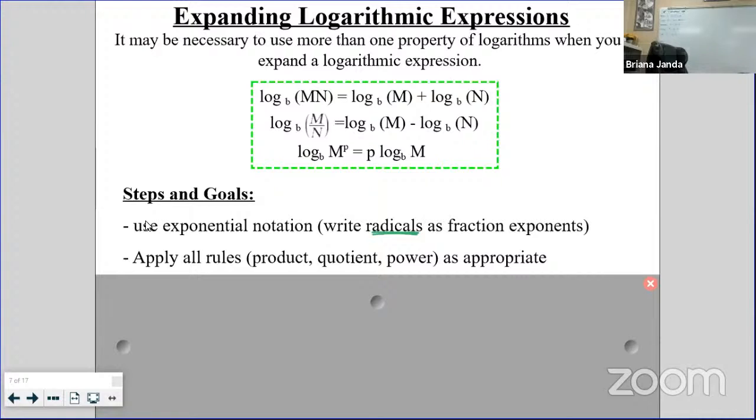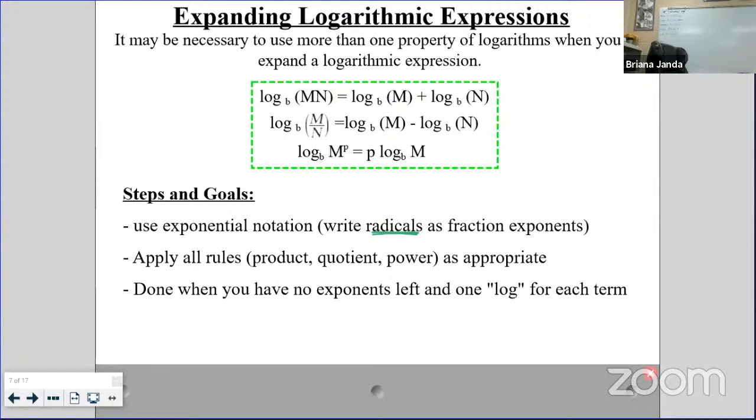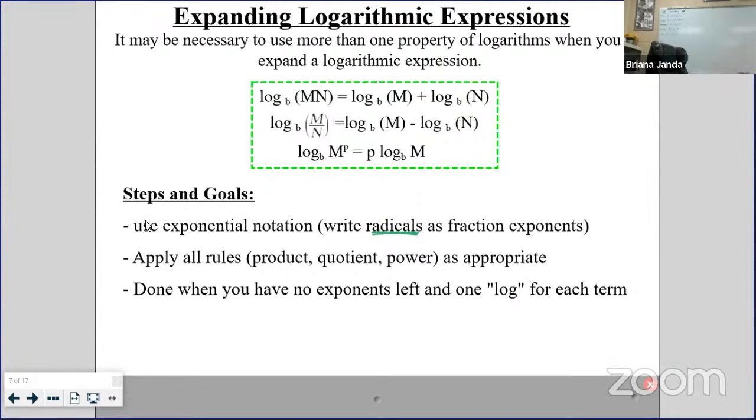How do I know I'm done? I know I'm done when I have no exponents left because I've slid all those out front as constant multipliers, and then I have a logarithm for each term. And again, the only thing that will not get broken apart is something that is combined with a plus or minus. If it's got a multiplier or divide between it, all of those better each get their own logarithmic expression.